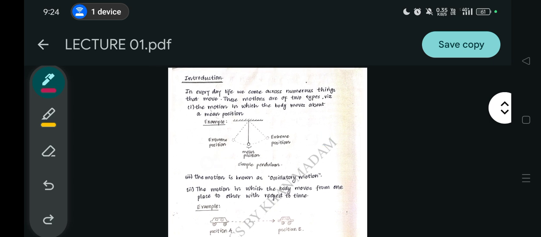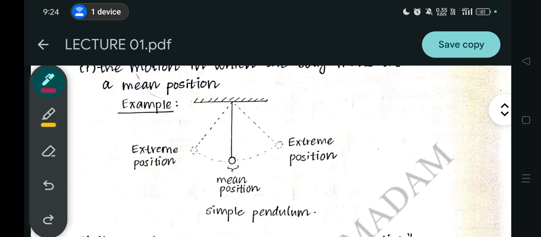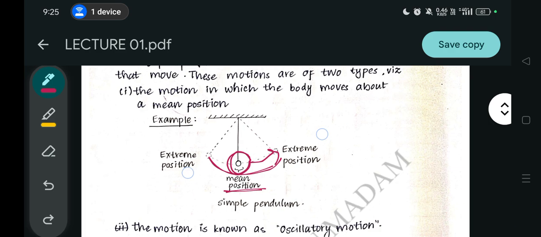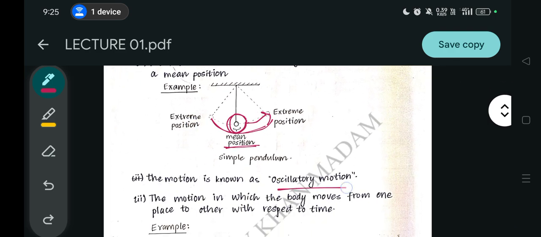In everyday life, we come across numerous things that move. These motions are of two types. Either the body moves about a mean position or the body moves from one point to another. The first kind of motion, in which the body moves about a mean position, is known as oscillatory motion. As you can see here, a simple pendulum has a bob, and if you take this bob to its extreme position, it will oscillate about its mean position or equilibrium position. This kind of motion is an example of oscillatory motion.